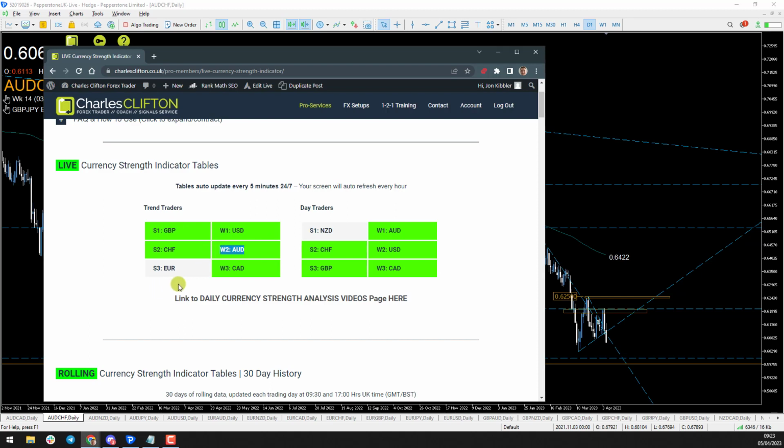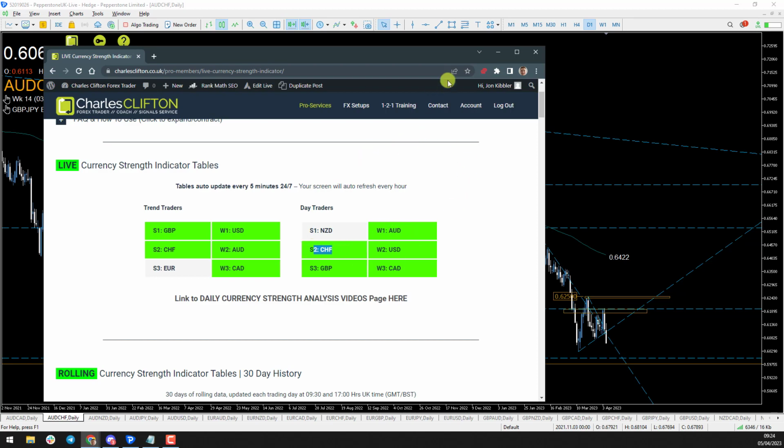You can see that the Australian dollar is the weakest, or the second weakest currency I should say, on the trend traders, but the weakest currency on our day traders. And I'm going to be focusing on that against a couple of different currencies, one being the Swiss franc, which is the second strongest currency on both tables, and the pound, which is the first strongest on the trend traders, but the third strongest on our day traders. Now, we talked about pound Aussie last week, so I'm actually going to kick it off with Aussie Swiss first.